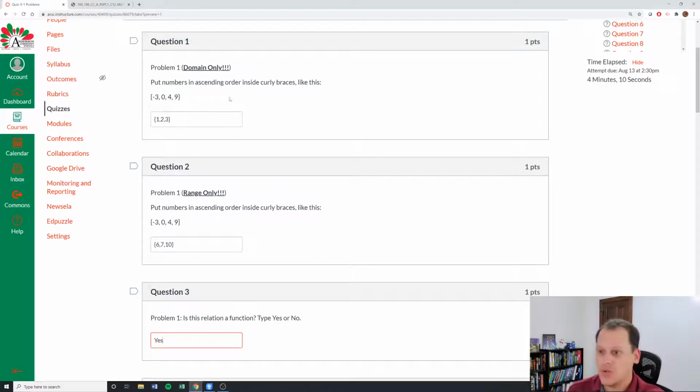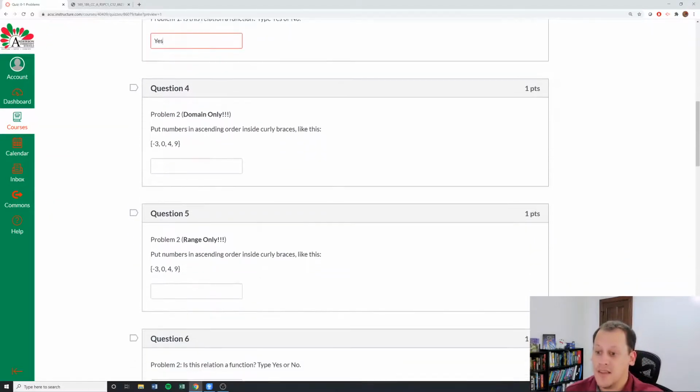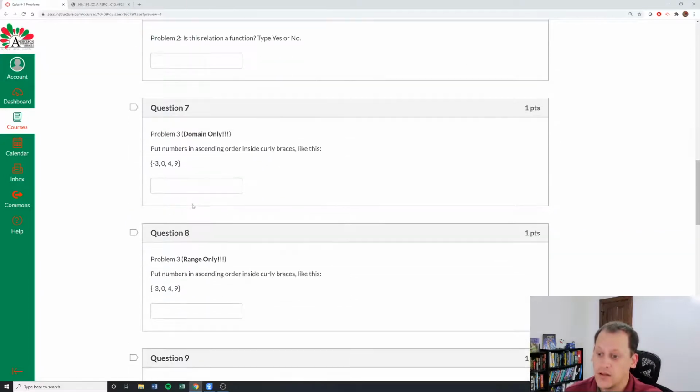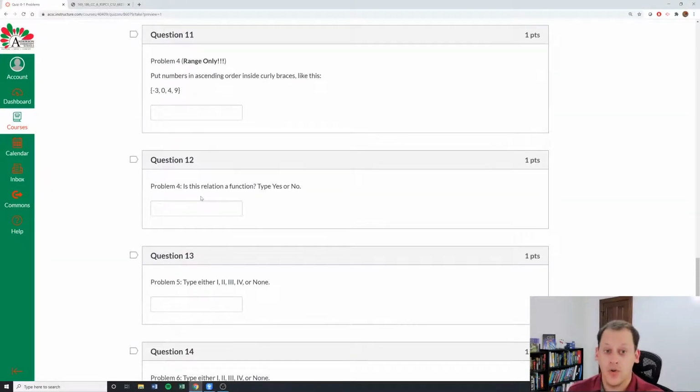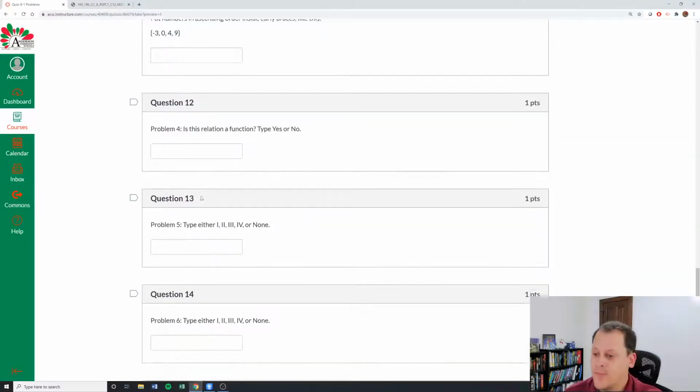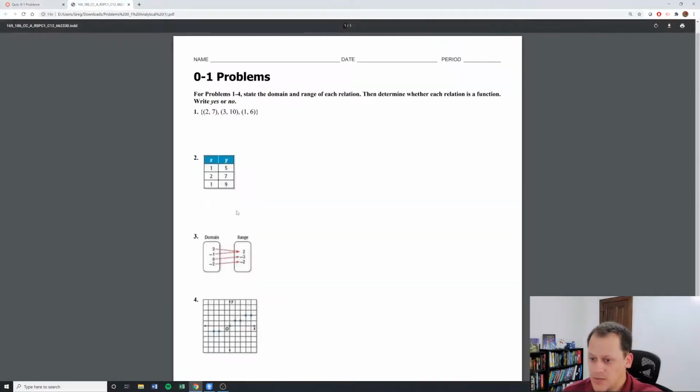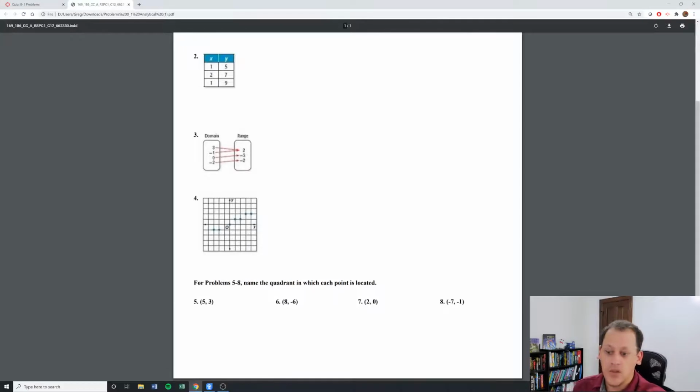Just for the first problem, it asked 3 different things: domain, range, and whether it's a function. You'll have the same thing for number 2, number 3, and number 4. You'll answer all those in the same format. For the last 4 problems down here at the bottom, it wants you to name the quadrant in which each point is located. That's like the questions at the bottom of the backside of the notes.